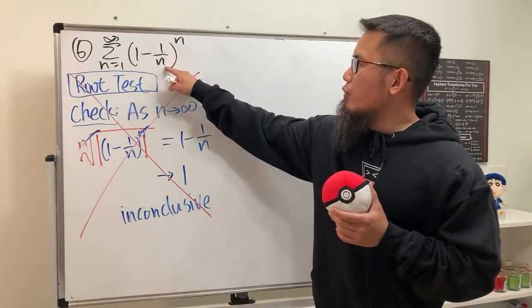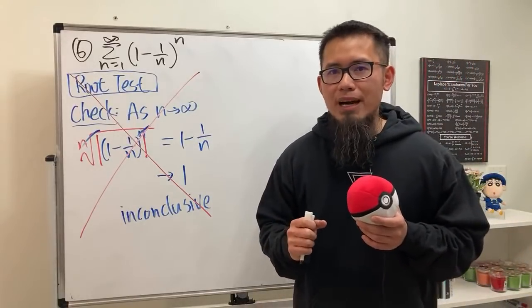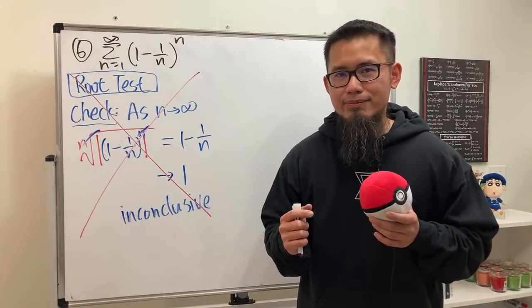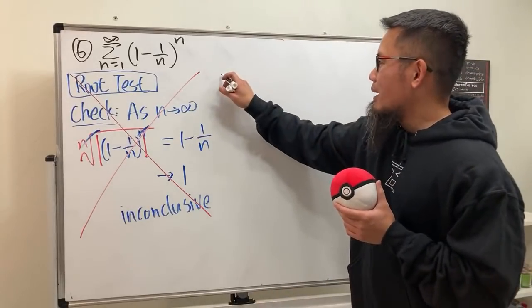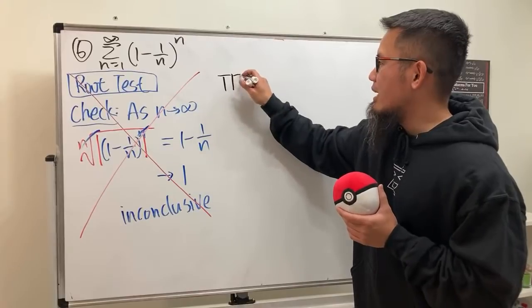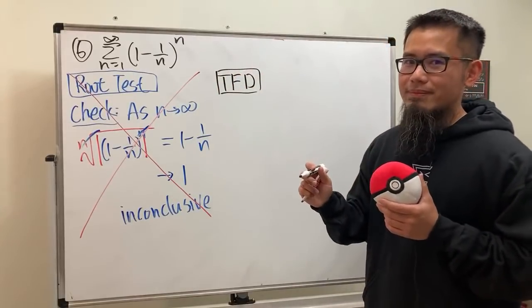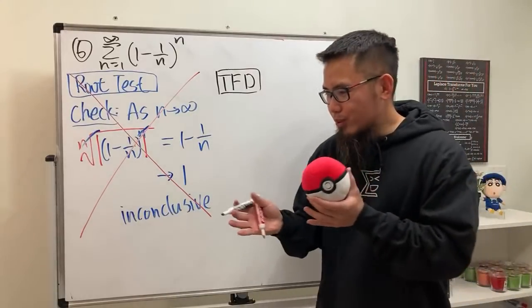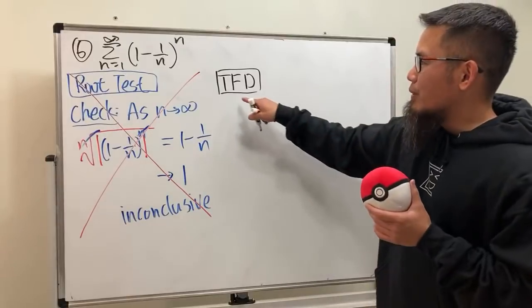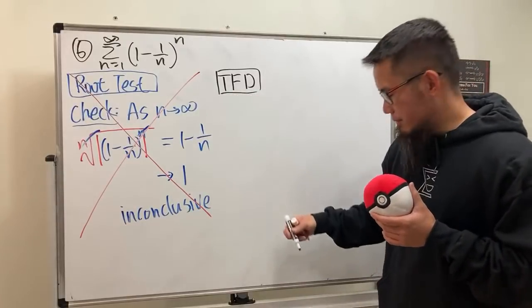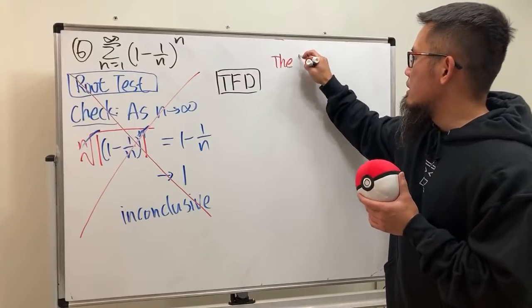1 minus 1 over n raised to the nth power. Does that remind you of any of my secret weapons? It should. What we are actually going to do is the test for divergence. Remember, in order to do all these things, you will also have to remember the things that we have done before. And again, as a note, this is the fact.